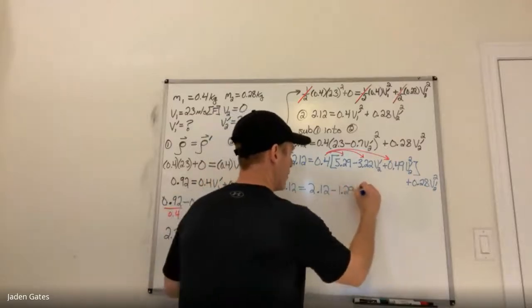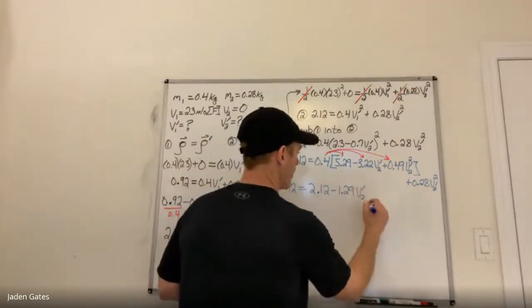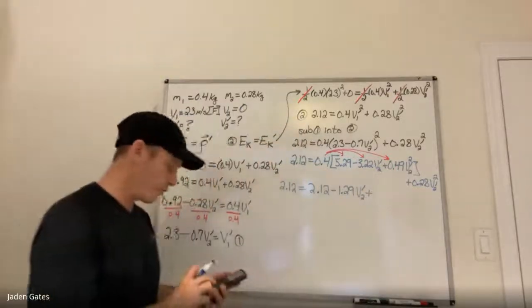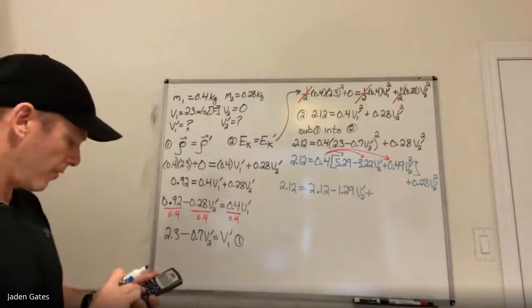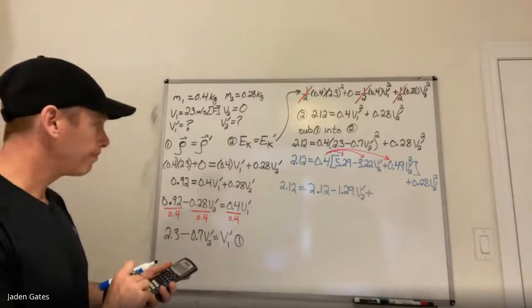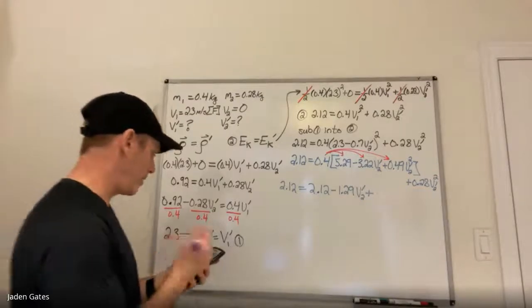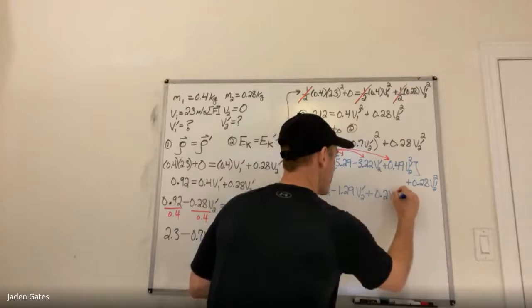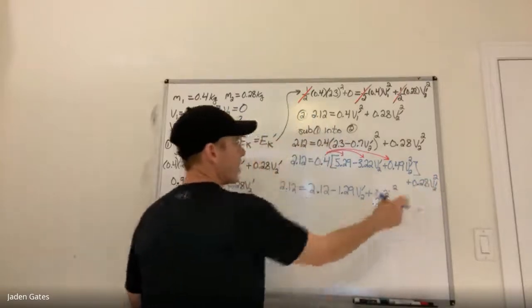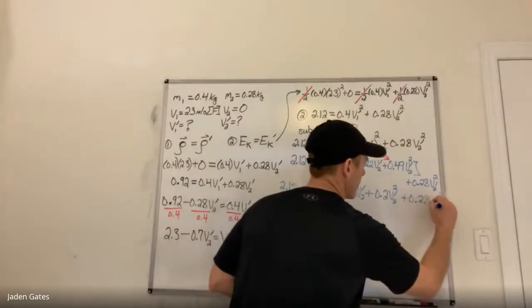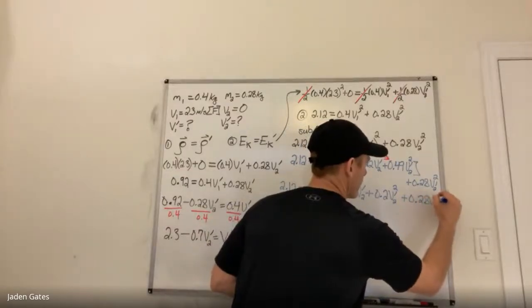And I get negative 1.29 v2 prime. All right, now I got to go 0.4 times that 0.49 v2 prime squared. How's that for notation? 0.4 times 0.49. All right, we get basically 0.2 v2 prime squared. And then, of course, I have that term, the positive 0.28 v2 prime squared.